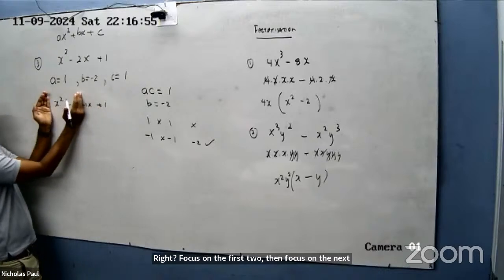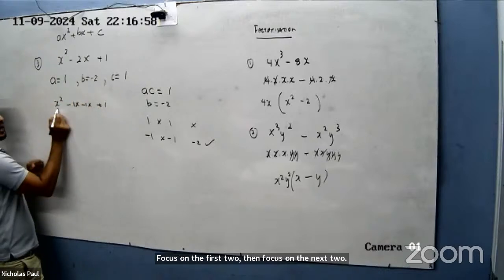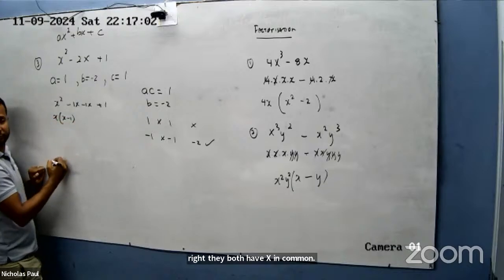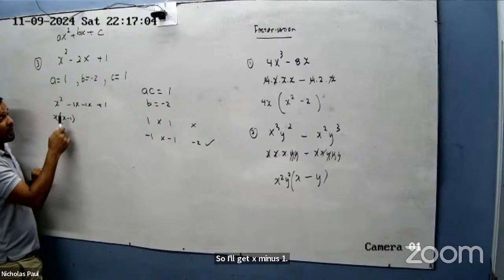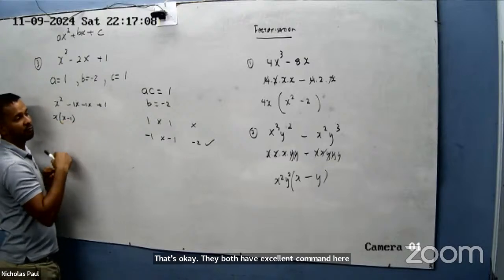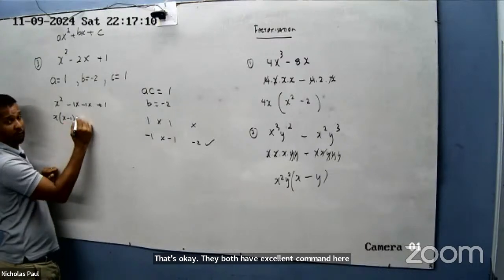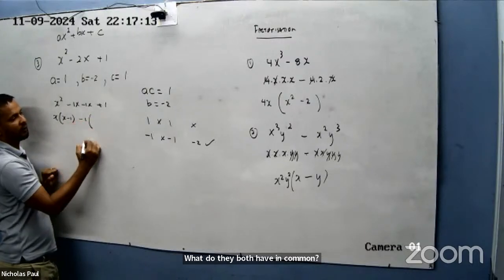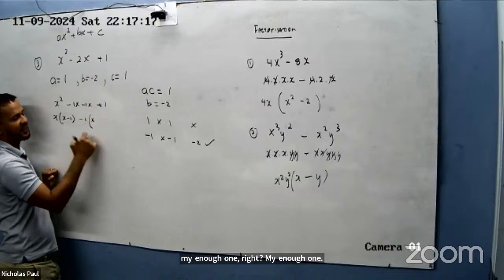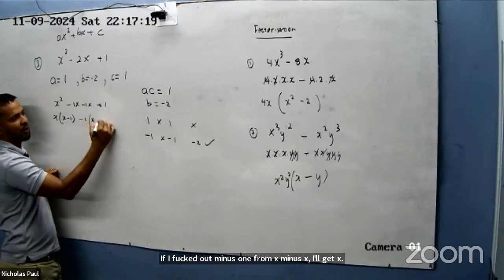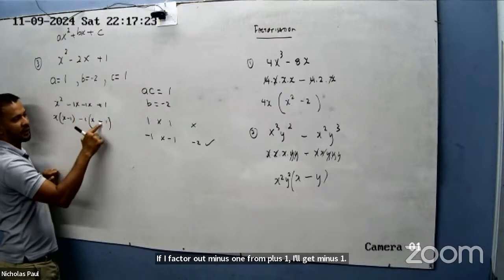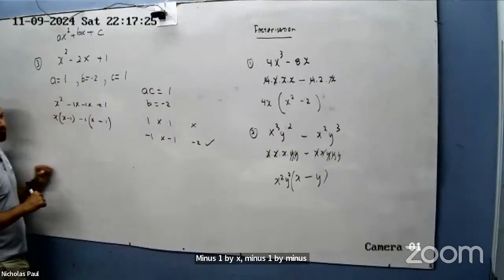If I focus on the first 2 here, they both have x in common. So I'll get x minus 1. That's okay? They both have x in common. Here, what do they both have in common? Minus 1. If I factor out minus 1 from x, minus x, I'll get x. If I factor out minus 1 from plus 1, I'll get minus 1. Minus 1 by x, minus 1 by minus 1, plus 1.